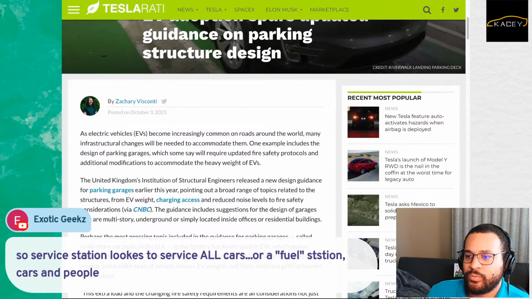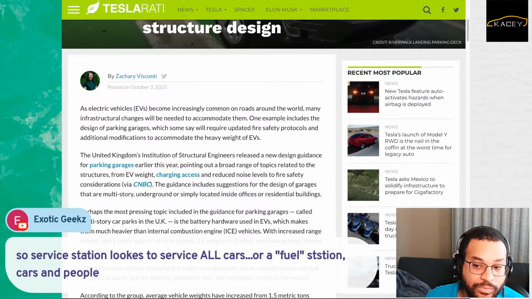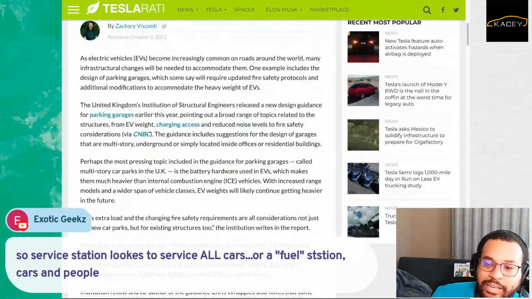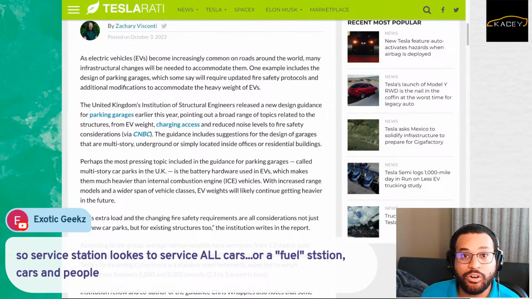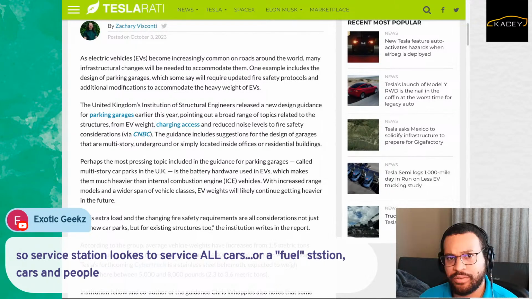So the summary on this is that the UK's Institution of Structural Engineers has released a new design guidance for parking garages this year. It covers a broad range of topics. They suggested that cars are getting bigger, all cars, but they seem to think that EVs are substantially heavier than other cars, and they'll continue to get heavier.